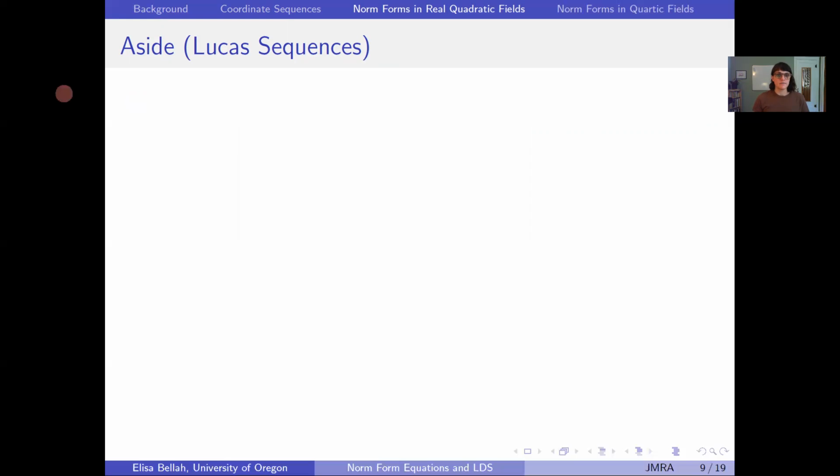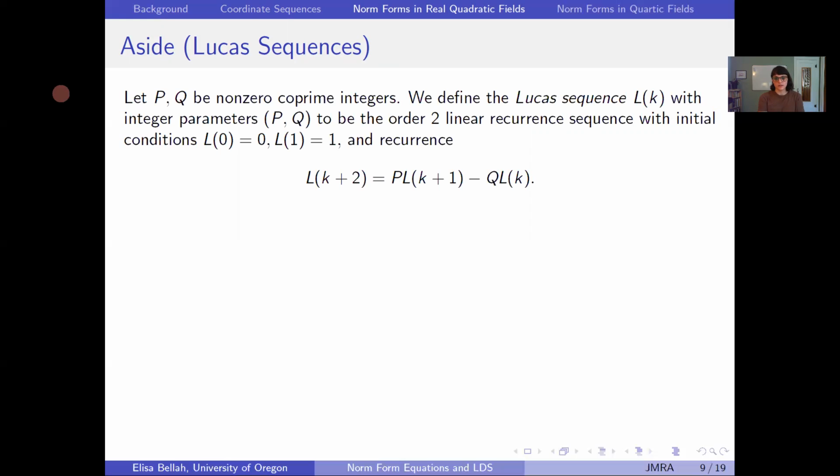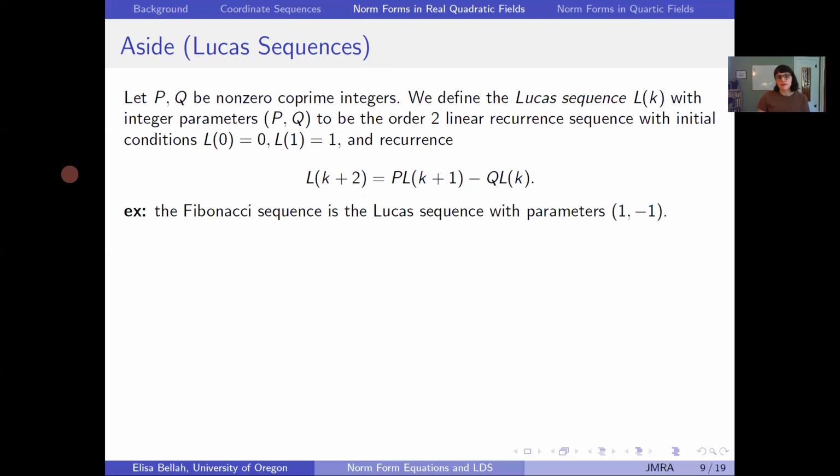So let me just give a quick definition of Lucas sequences. If you have non-zero coprime integers p and q, I'll define the Lucas sequence with integer parameters p, q to be this order 2 linear recurrence sequence, initializing at 0, 1, and with this order 2 recurrence written here. Just to tell you this is familiar, the Fibonacci sequence is a Lucas sequence with parameters 1, negative 1. So you can think of Lucas sequences as sort of generalized Fibonacci sequences, if you like.